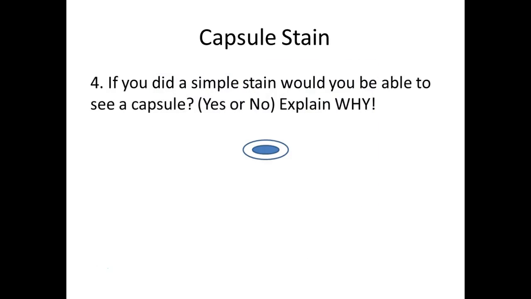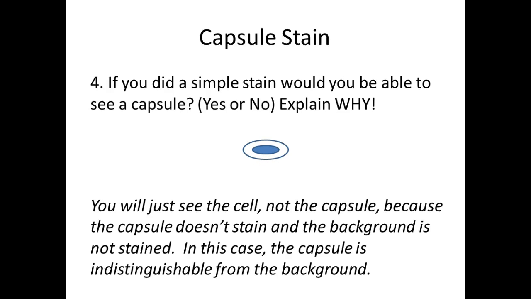So, what if you did a simple stain? Would you be able to see a capsule? No, because even though I have a line drawn here, it would just stain the cell. And where's the capsule located? Outside the cell. And it's going to be clear, and it's going to blend in with the clear background, right? So definitely no way you're going to see.